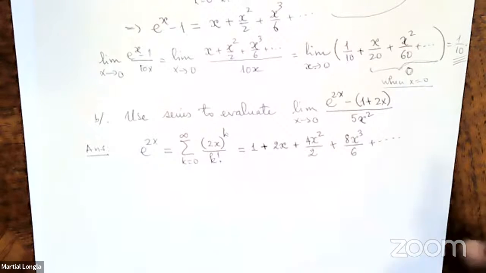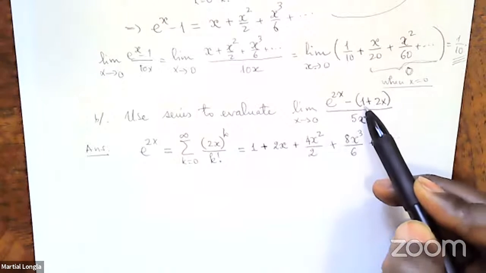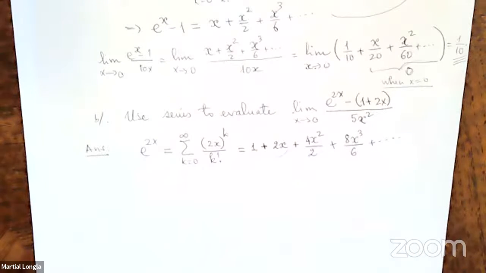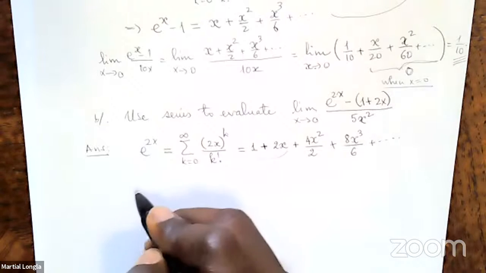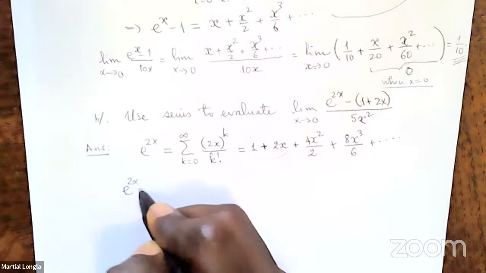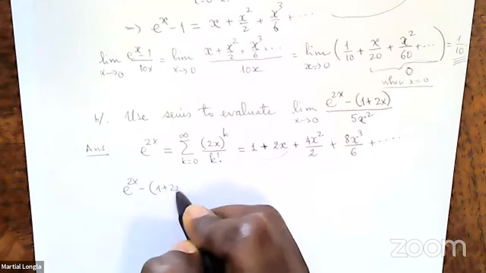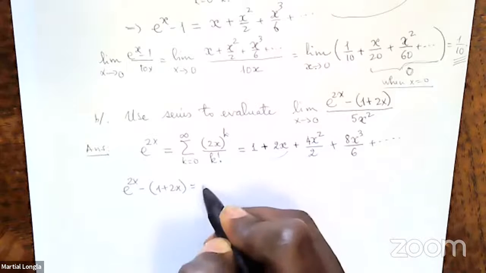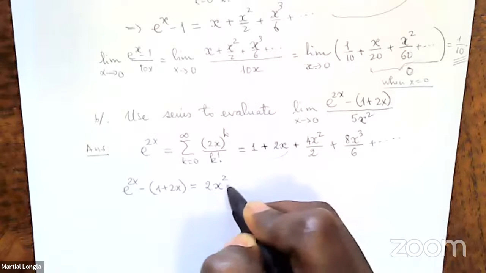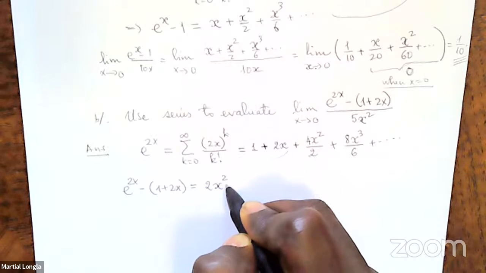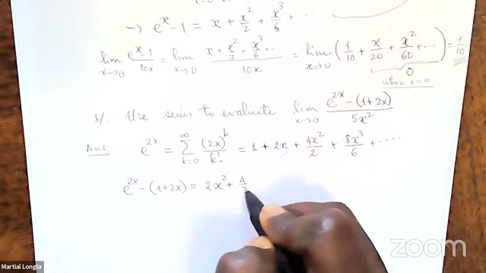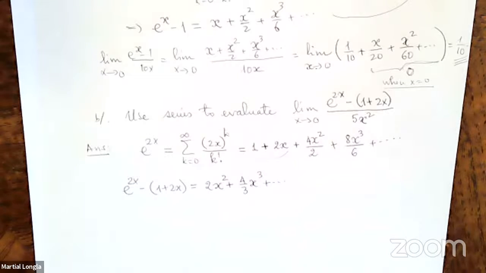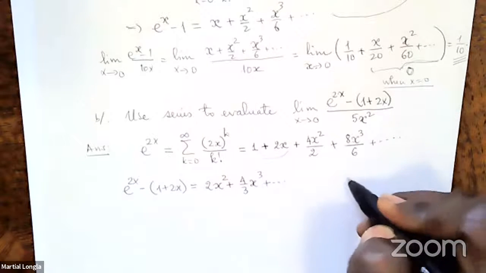And now we want to get e to the 2x minus 1 plus 2x out. And then you can see that this is right here, the thing you're subtracting. So you have e to the 2x minus 1 plus 2x equals, and then here you can divide, you get 2x squared plus 4/3 x cubed, and so on. And now you can take it into that limit.